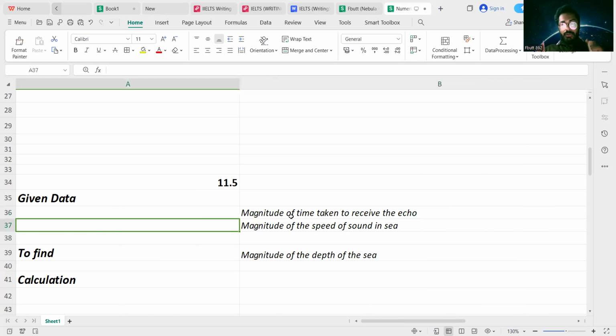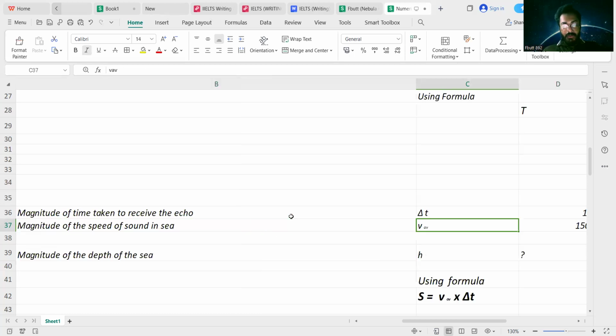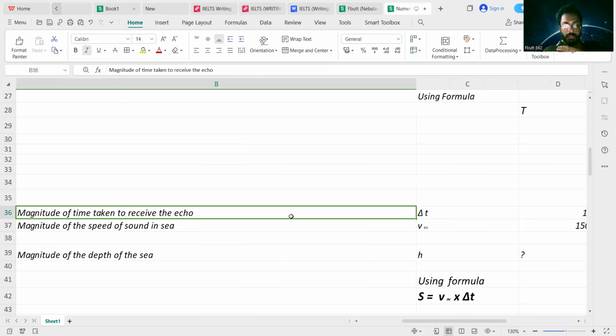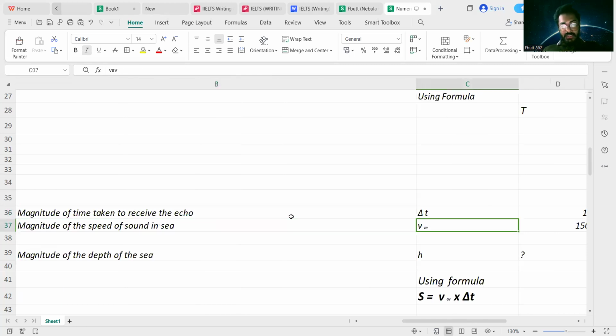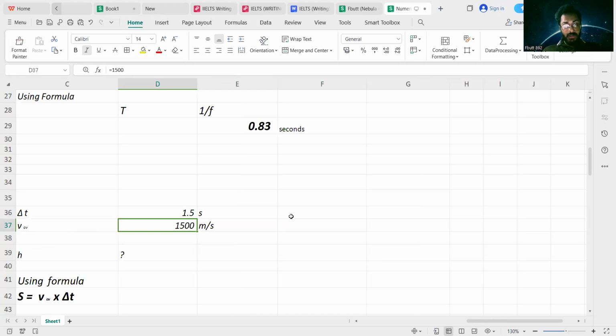Okay. Now it is the total time taken to start the journey from the surface of the sea and go towards the seabed. Then after touching the seabed, the sound waves will be bounced back towards the surface of the sea. The total time taken to go downwards and come back towards the surface is approximately 1.5 seconds. The examiner said the average speed of sound in sea is approximately 1500 meters per second.